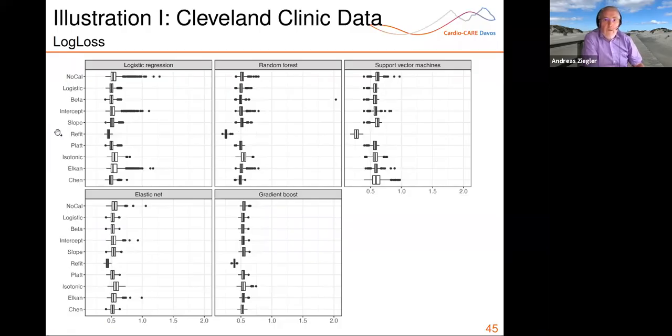So when you work with the Cleveland Clinic data, the structural differences were extremely pronounced. So either you have to run a refit, or you need to be very careful in your modeling of the data.